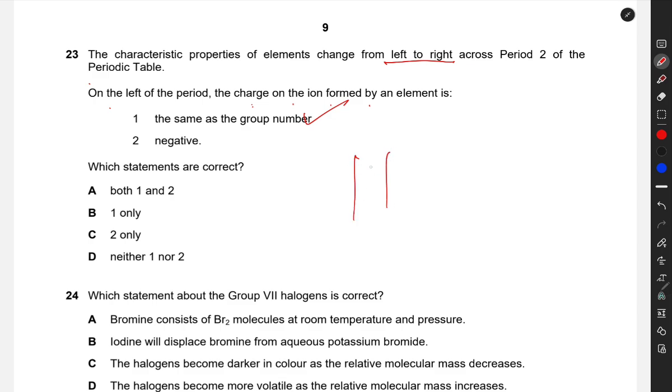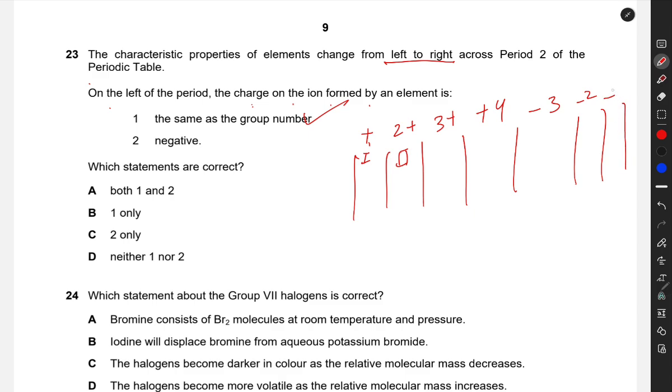Yes, group 1 elements carry +1, group 2 elements carry +2, group 3 carry +3, group 4 +4, group 5 -3, group 6 -2 and group 7 -1. So it is not the same as the group number. It is incorrect. Which statements are correct? Both 1 and 2, 1 only. B option is the correct option.